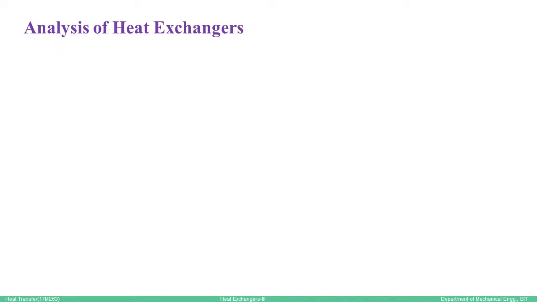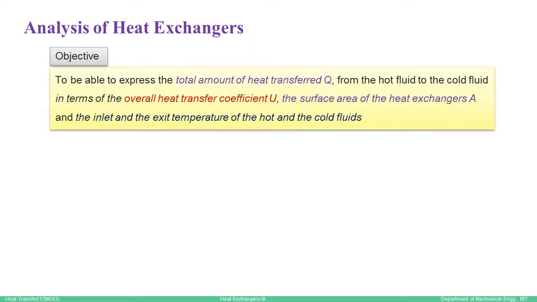Analysis of heat exchangers is very much required to be able to express the total amount of heat transfer from hot fluid to cold fluid in terms of overall heat transfer coefficient U, surface area of heat exchangers A, and the inlet temperature and exit temperature of the hot and cold fluids. So if you want the total amount of heat transfer Q, you must know all the geometrical conditions of the heat exchangers and also the overall heat transfer coefficient together with the inlet and exit temperatures of the hot and cold fluids.